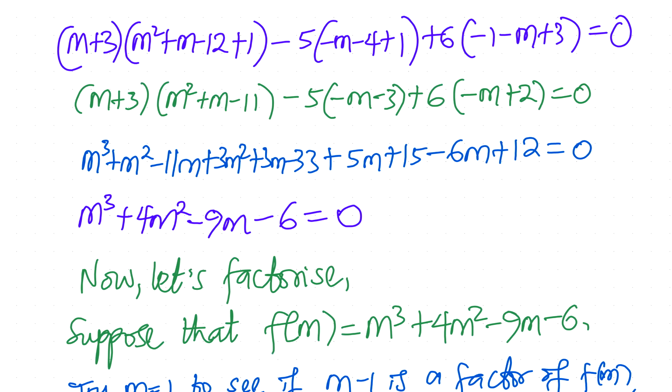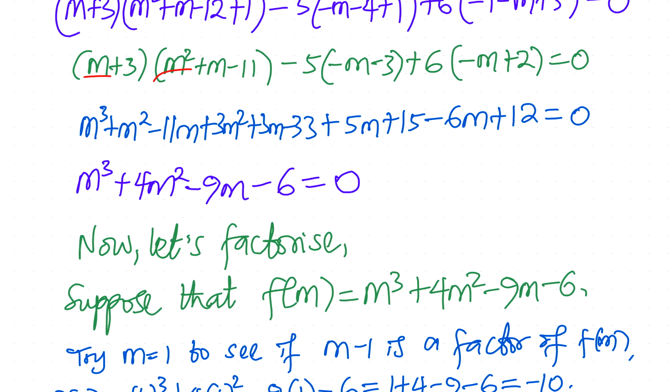m times m squared, m cubed, m times minus 11m, 3 times m squared, 3m squared, 3 times m, 3m, 3 times minus 11, minus 33. So minus 5 times minus m, plus 5m, minus 5 times minus 3, that's plus 15. 6 times minus m, minus 6m, 6 times 2 is 12. And that is also equal to 0.